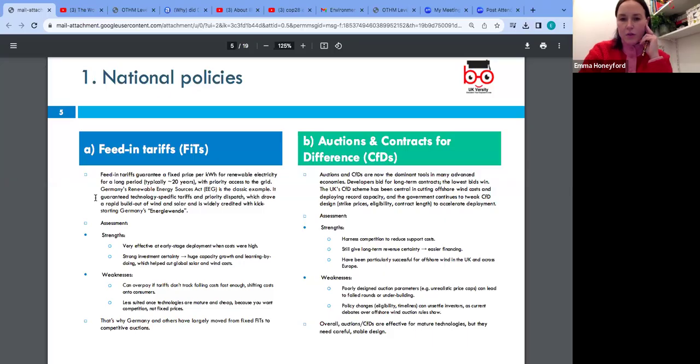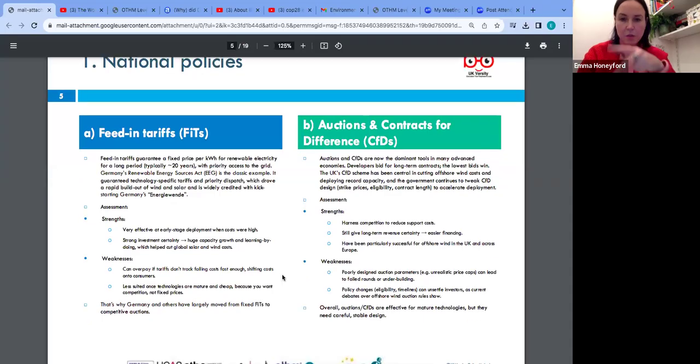So these have been used. The UK has used this instrument before, and it's been central in cutting offshore wind costs and deploying record capacity. And the government continues to use this form of instrument to accelerate the development of wind power. So there are two different types of instruments there. I'm not going to go into every single one of those.